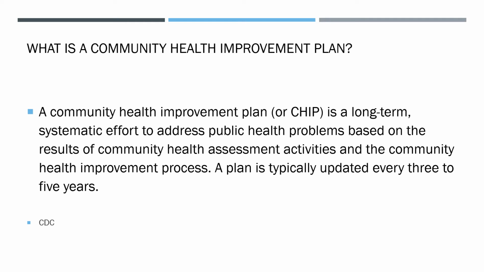What is a community health improvement plan? A community health improvement plan, or CHIP, is a long-term systematic effort to address public health problems based on the results of community health assessment activities and the community health improvement process. A plan is typically updated every 3 to 5 years.